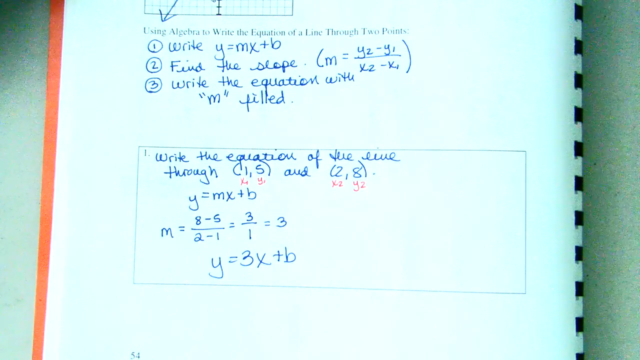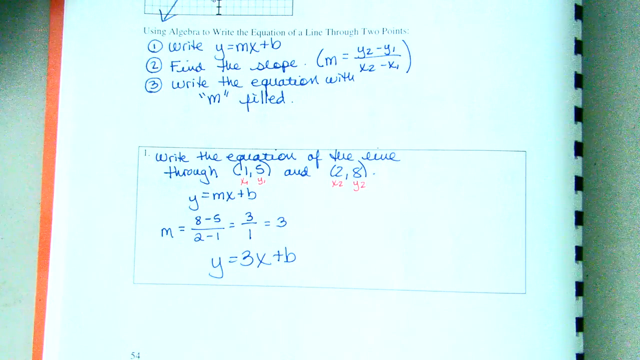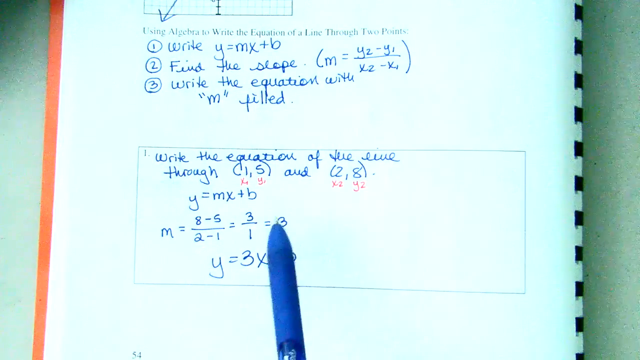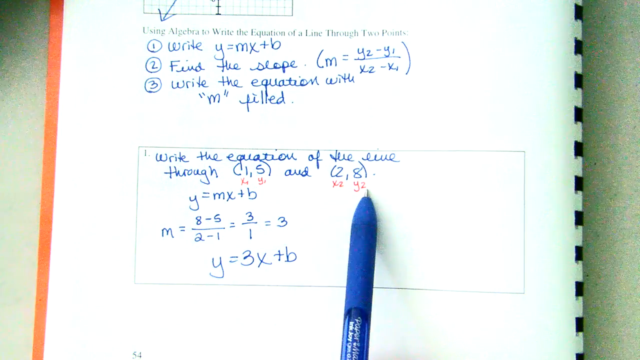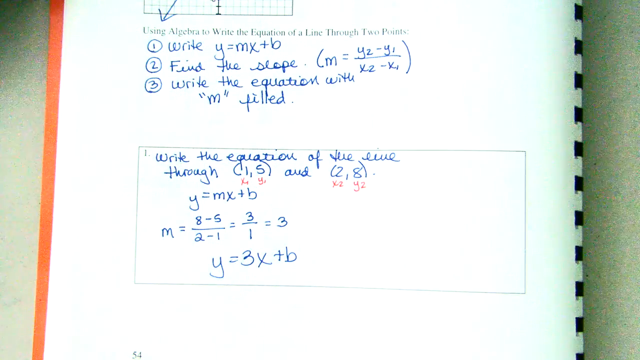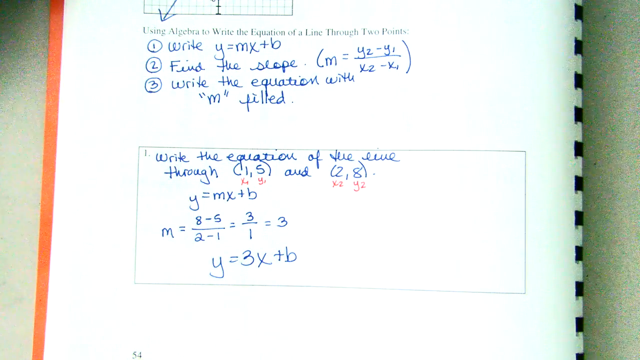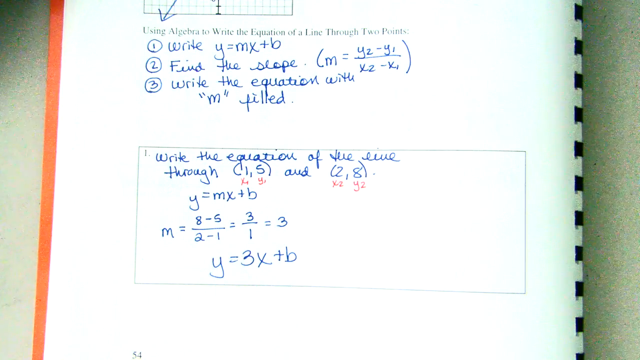Yeah, exactly. So we need to plug in a number for x and a number for y, and then make an equation and solve that. Here's something weird, though. What should I use? Should I use 1, 5? Should I use 2, 8? Or will it not matter? We've got one vote for it doesn't matter.